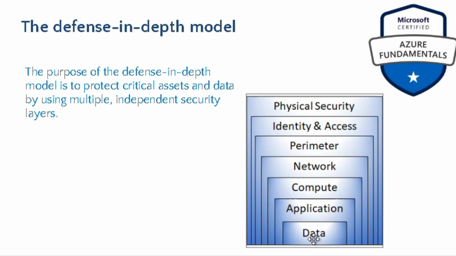For example, I start with my data, I put a layer of protection on my data. Then I got my application, I put another layer of protection on my application. My compute services, I include another layer of protection. Then I protect my network with another layer. So it's just layers of layers of layers of security. Remember this for your certification.